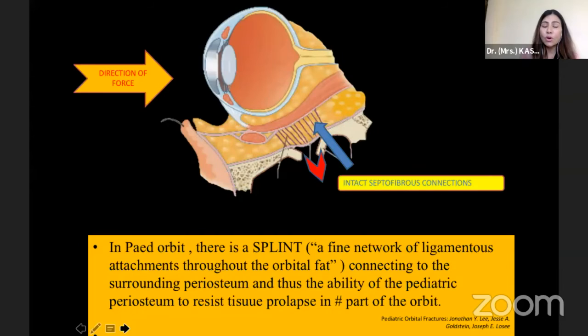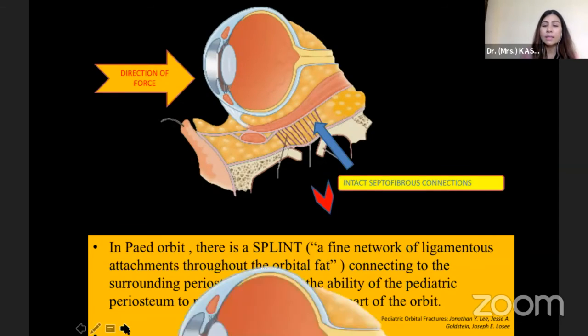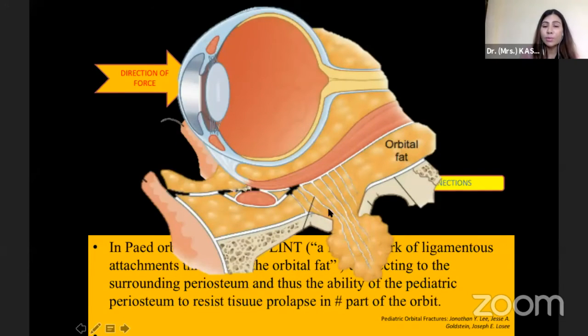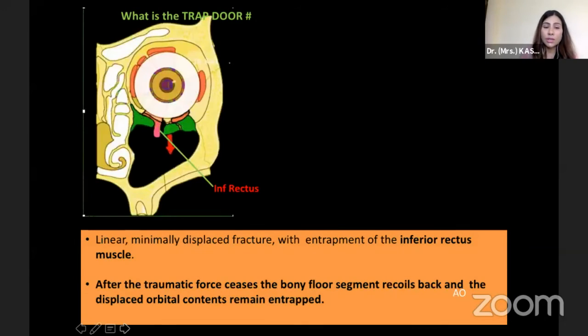So in the pediatric orbit, we see that there is a splint, a network of ligamentous tissue, which usually prevents the prolapse of the orbital contents, even if there is a blowout fracture. But this is usually not seen in adults. In adults, the splint is much more friable. Also, whenever there's a fracture, the periosteum usually gives way, allowing all the orbital contents to drop into the maxillary sinus. So what is the trapdoor fracture that we see in children?